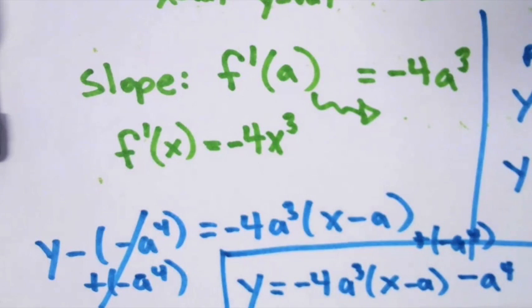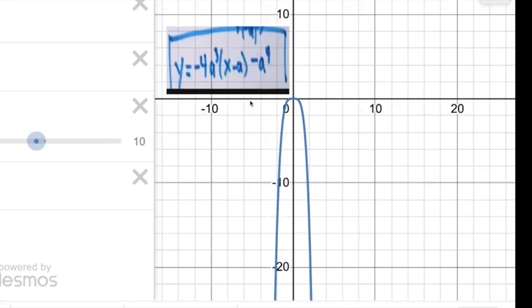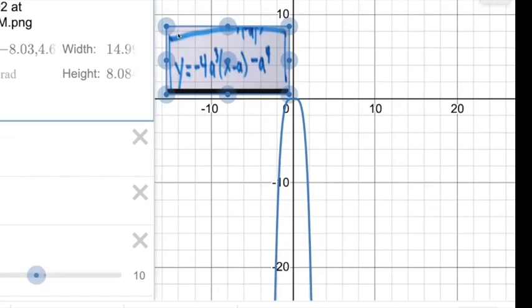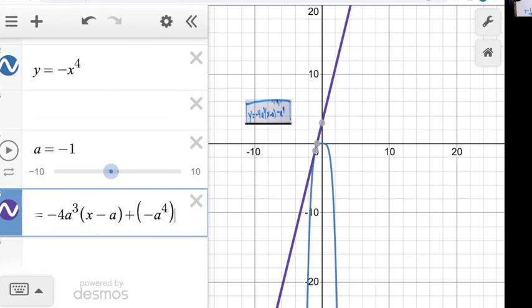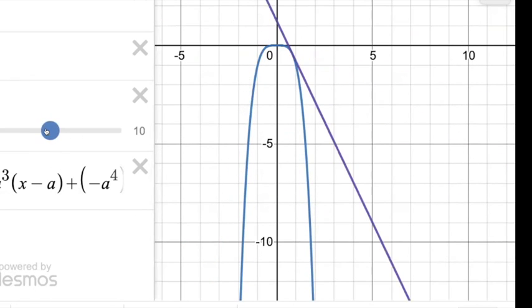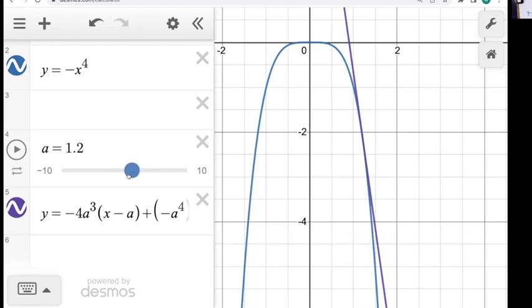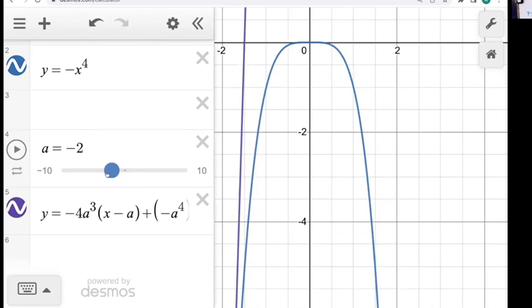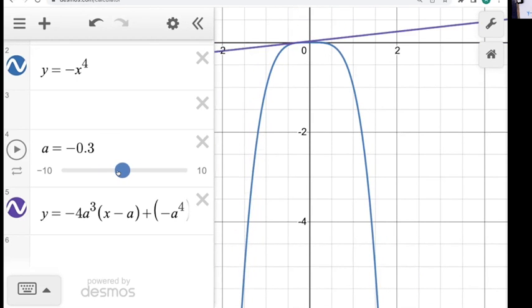So if I type that in, all right, so now I'm graphing y equals negative 4a cubed times x minus a, minus a to the fourth. I'm going to be looking here, and my point should move too. I can see the tangent line moving as I look at this. And I can see how quickly I would be moving at different points on this hill, where the velocity or the slope would vary.